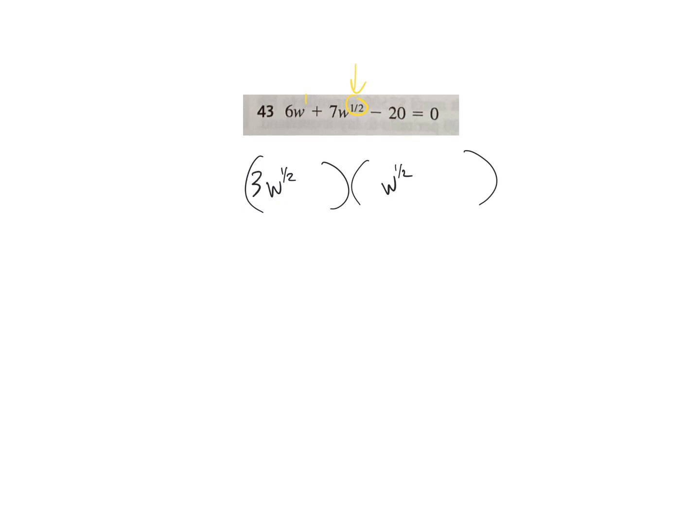Okay, so we're going to go with 3 and 2. Well, those are the middle ones. And we're going to go with 5 and 4. So 5 here and 4 there. And I'll just write it out for you. That's 8. That's 15. We got to get a positive 7. So 15 is positive, 8 is negative. So that means the 4 is negative and the 5 is positive there. Equals 0. So solve it.